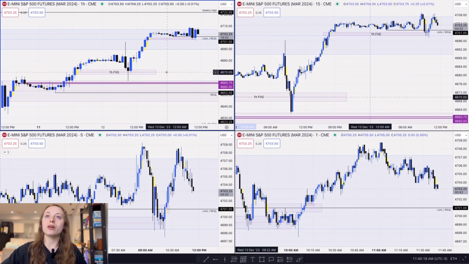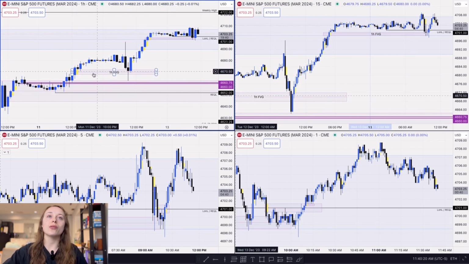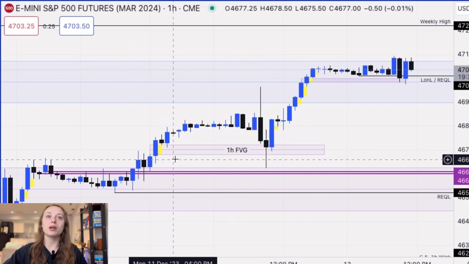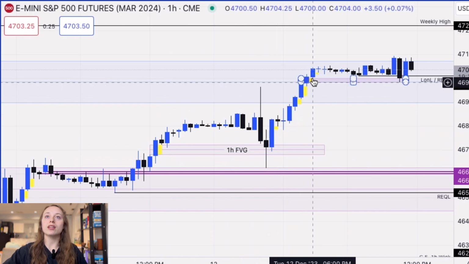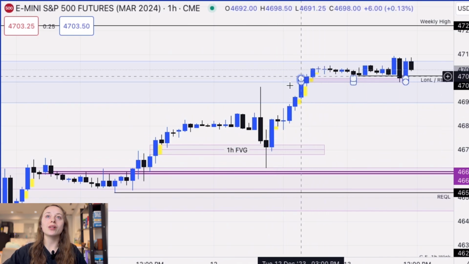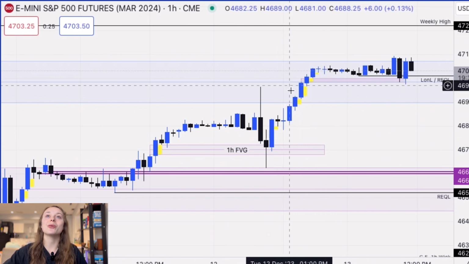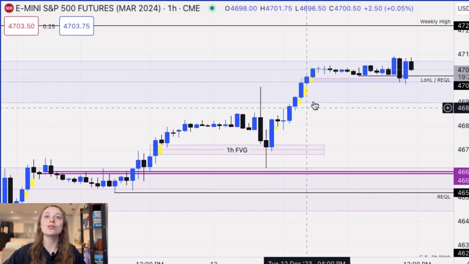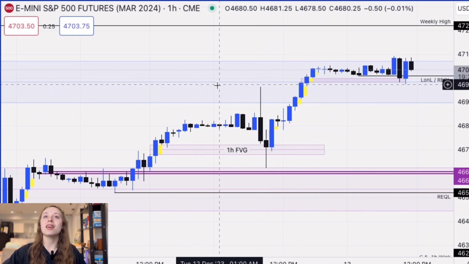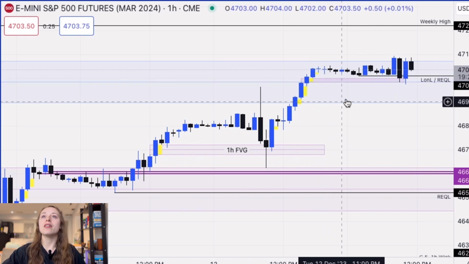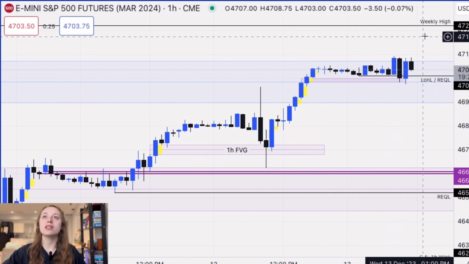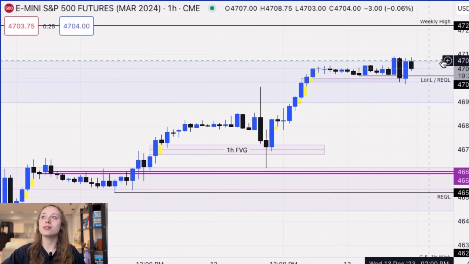Let's talk a little bit about the 1 hour chart here. Yesterday we came down into that 1 hour fair value gap. We then traded higher into that daily volume imbalance, which was awesome to see. That is what we wanted to see happen yesterday, taking out Tuesday's high. And then this morning, I wanted to see it continue higher. I'm looking for this weekly high to be reached.